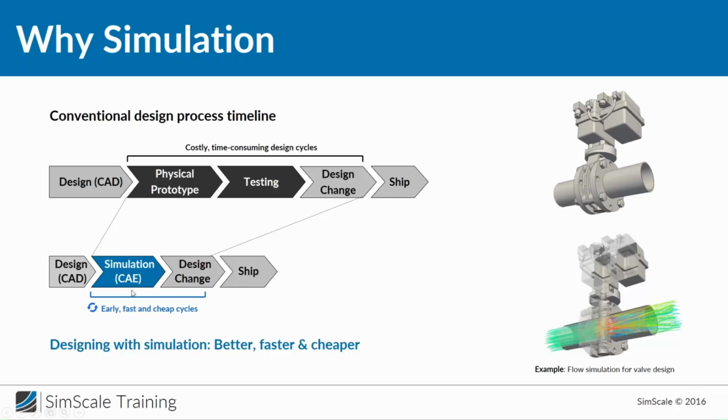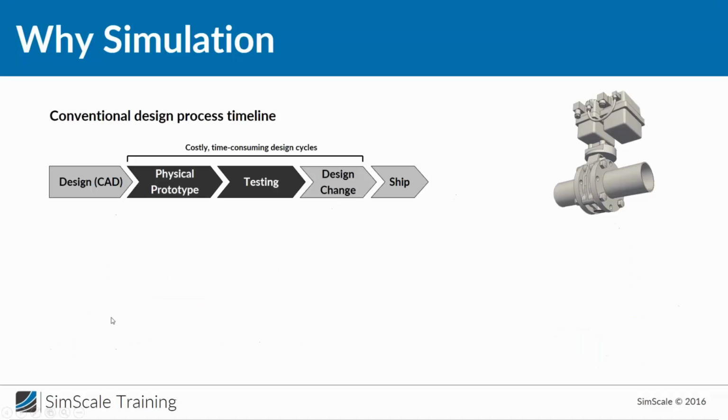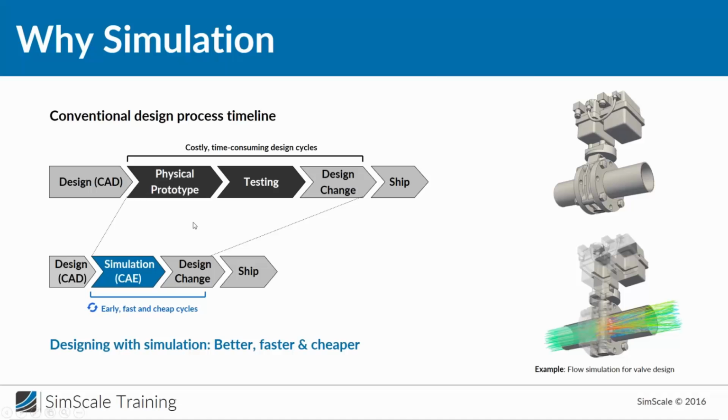Simulation, also called CAE, allows you to directly perform virtual experiments from your virtual design. So you can directly create a simulation of your computer-aided design model. And this allows you to perform very early, fast, and cheap cycles. And the reason is quite obvious.